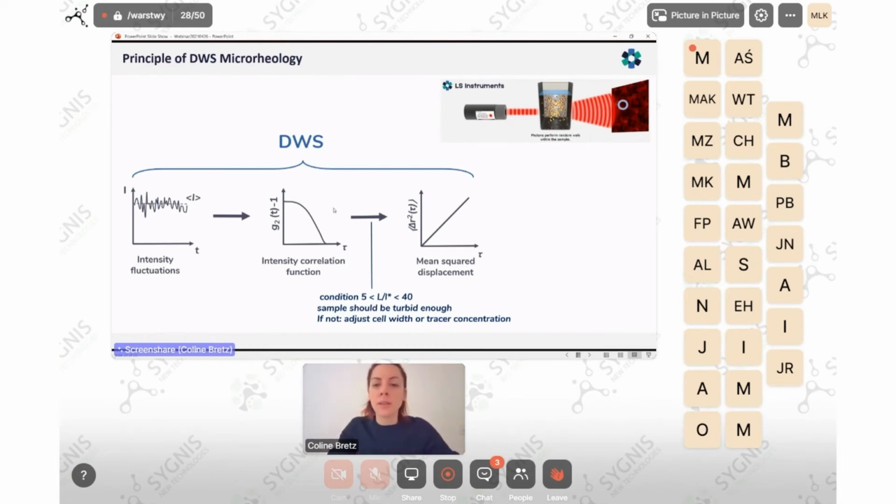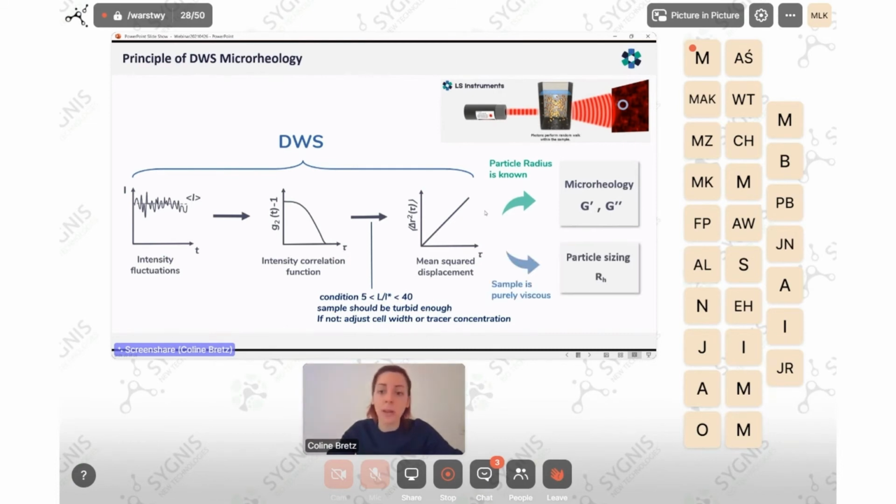From DWS, we can get microrheology information, provided that we know the particle radius in the sample, which can be known because we add tracers or because you've measured this particle radius, for example, using DLS or another technique, in which case we get the same quantities as in classical rheometry, so the viscous and elastic modulus.